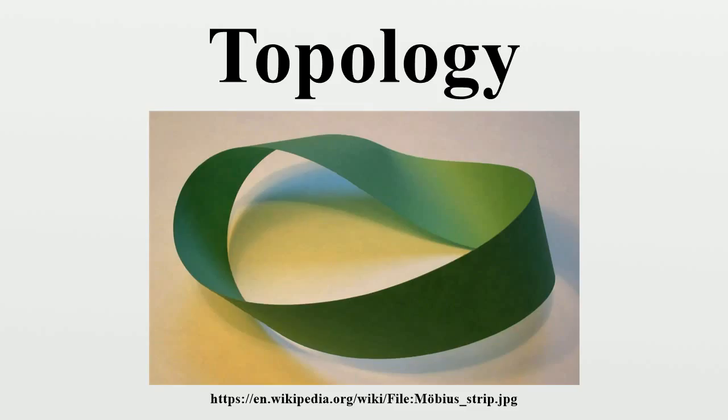Topology developed as a field of study out of geometry and set theory, through analysis of such concepts as space, dimension, and transformation. Such ideas go back to Gottfried Leibniz, who in the 17th century envisioned the geometria situs and analysis situs. Leonhard Euler's seven bridges of Königsberg problem and polyhedron formula are arguably the field's first theorems.